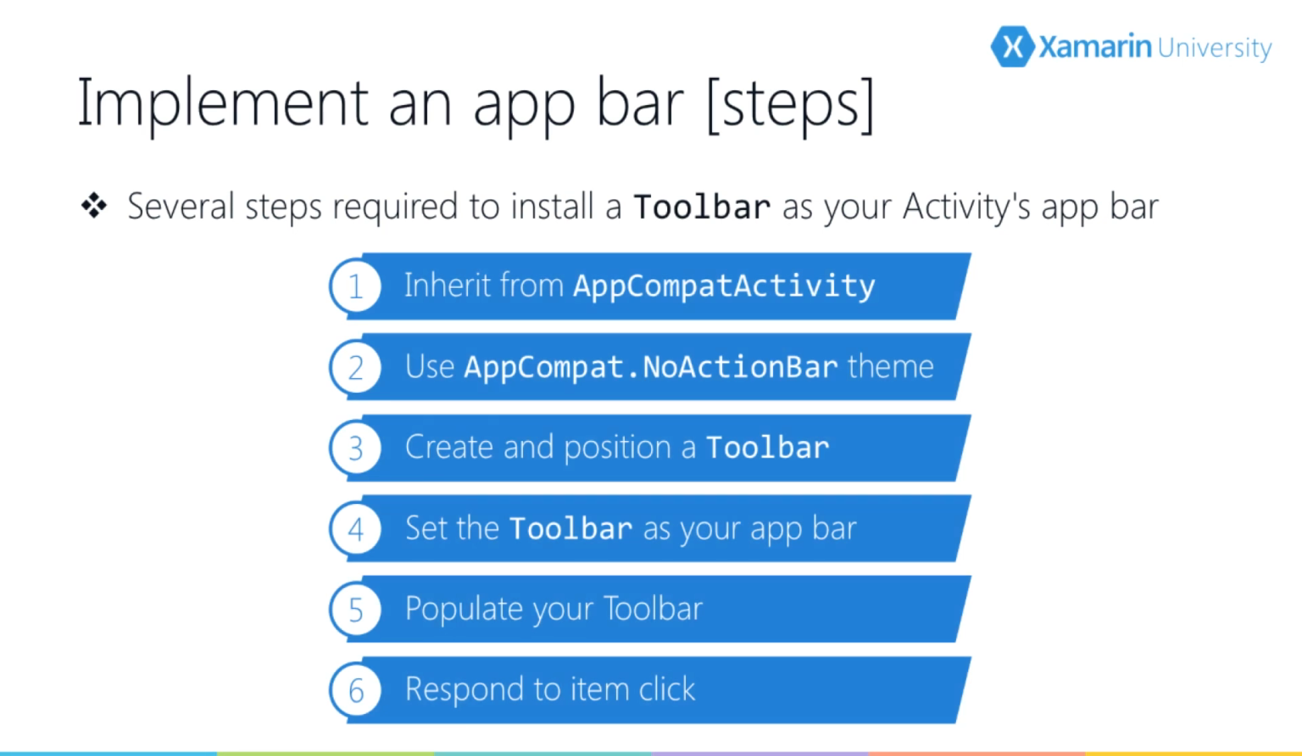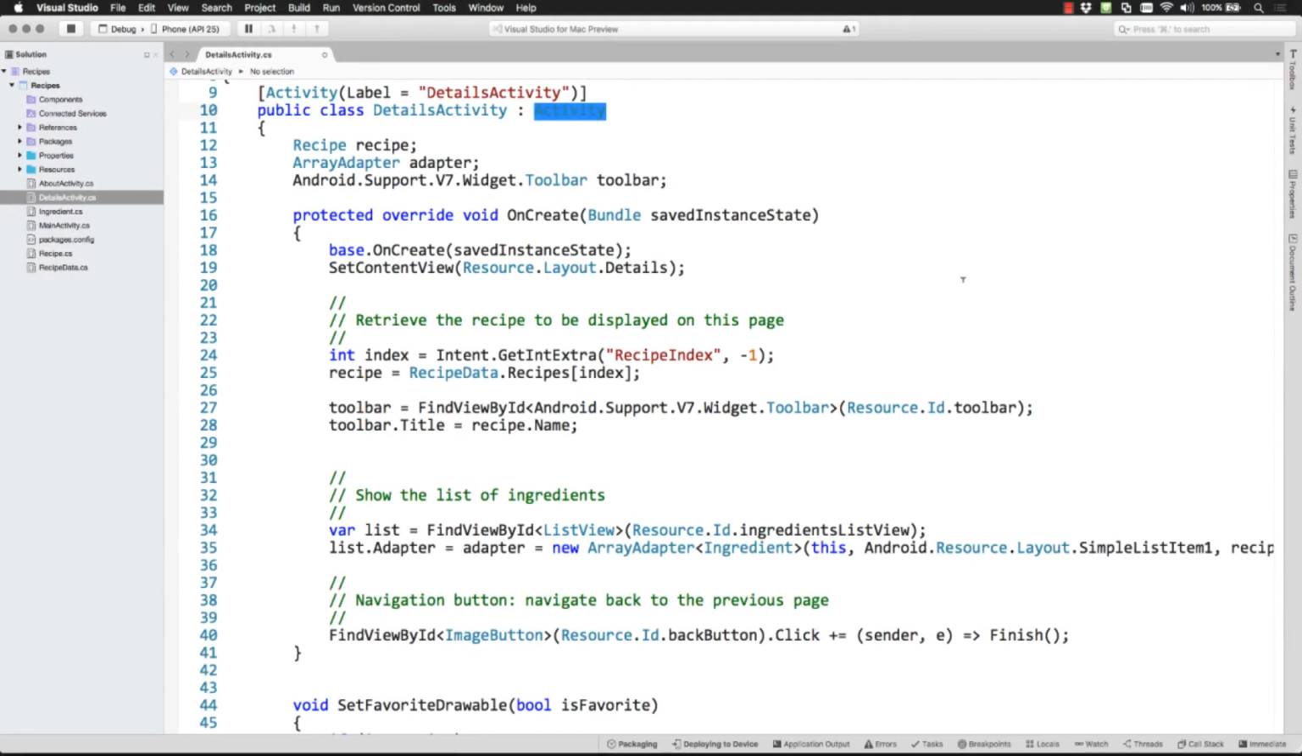As a reminder, here are the steps that we're going to look at in the code. Everything except number 3 we'll go through in detail. That one hasn't changed from the last time we looked at the code, but the other 5 we'll do right now. Here we are in our example code. Currently, our base class is the standard activity. We're going to use a support toolbar, though, as our app bar, so we need to change that to use the support app compat activity.